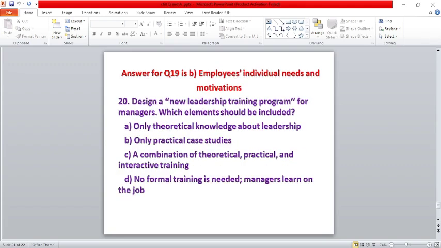Question number 20. Design a new leadership training program for managers. Which element should be included? A. Only theoretical knowledge about leadership. B. Only practical case studies. C. A combination of theoretical, practical and interactive training. D. No formal training is needed. Managers learn on the job. The answer is C. A combination of theoretical, practical and interactive training.